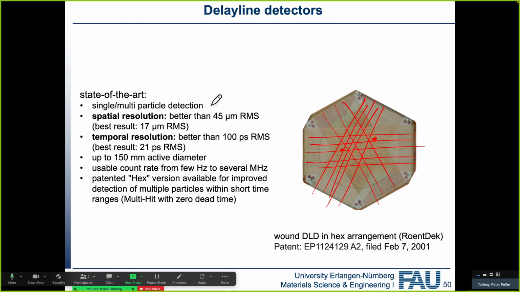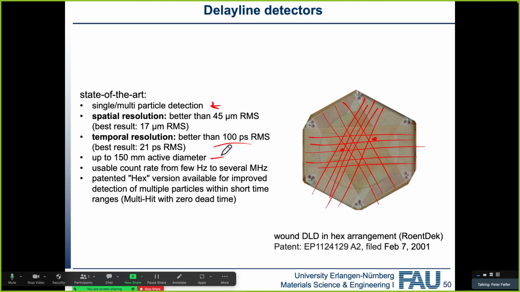So state of the art is you can do single and multi-particle detection. We typically have spatial resolutions in the range of 20 microns, which depends obviously on how far the holes and the MCPs are apart. And temporal resolution is typically better than 100 or 200 picoseconds, but it's sort of in that range, say 100 to 200 picoseconds.